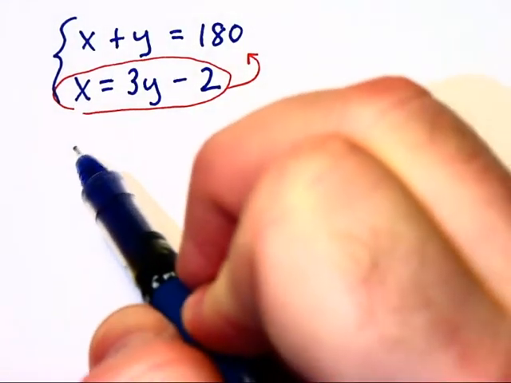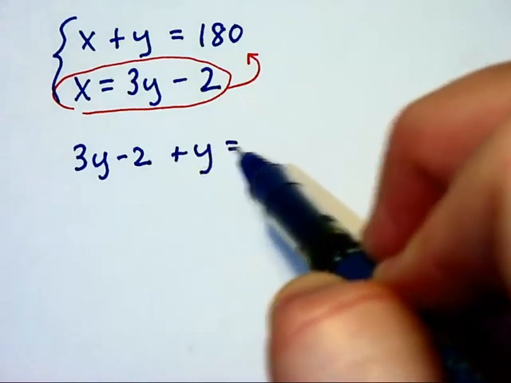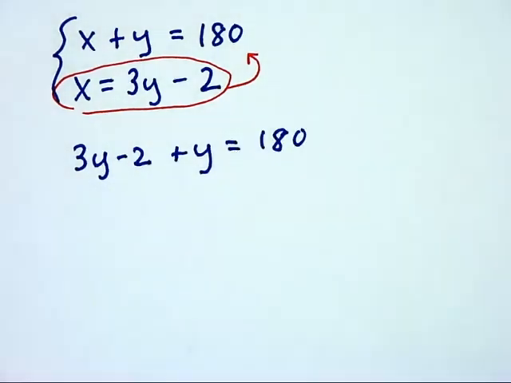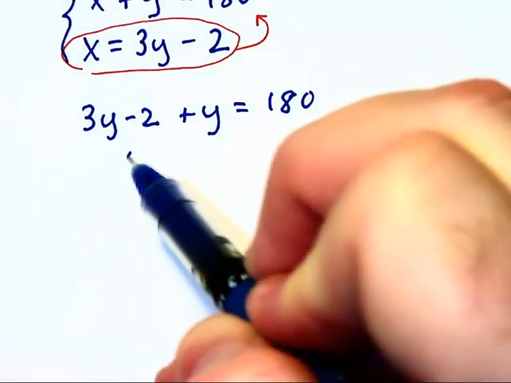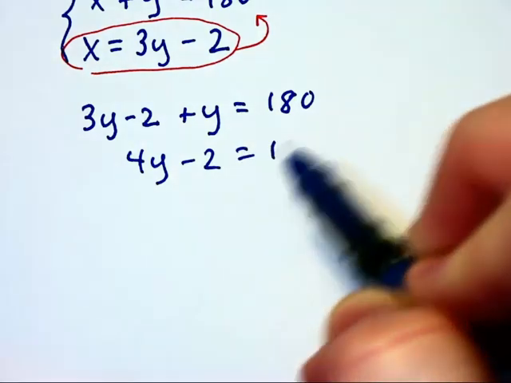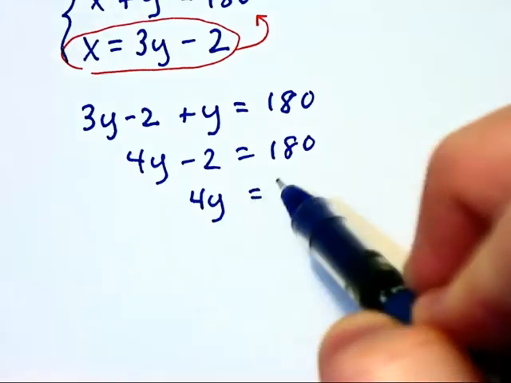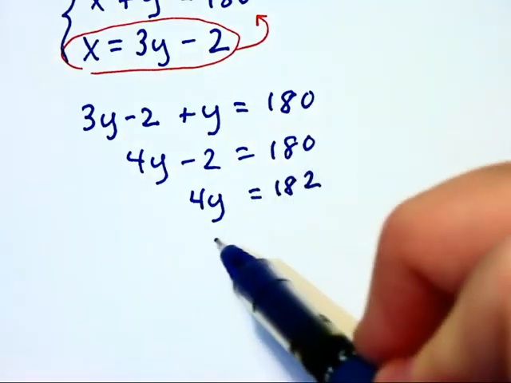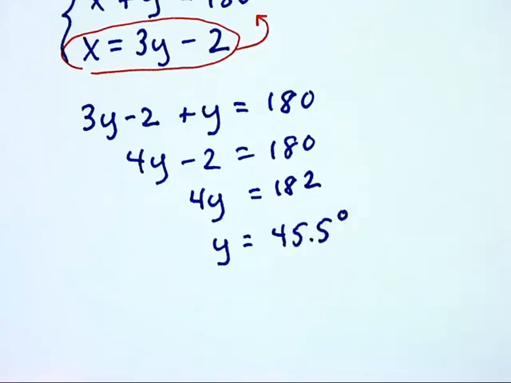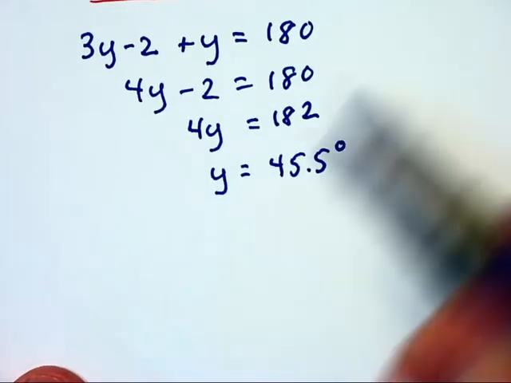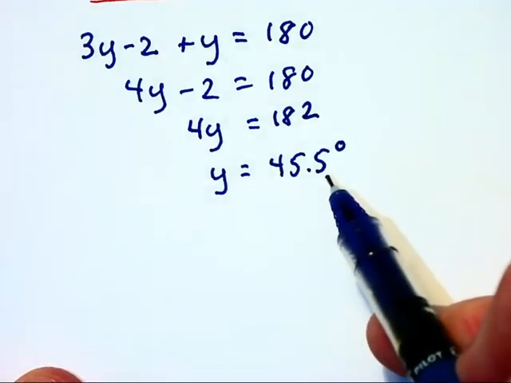We are now going to have 3y minus 2 plus y equals 180 when you substitute the second equation into the first. We would then combine like terms to get 4y minus 2 equals 180. Add 2 to both sides to have 4y equals 182. And then divide each side by 4 to get 45.5 degrees.